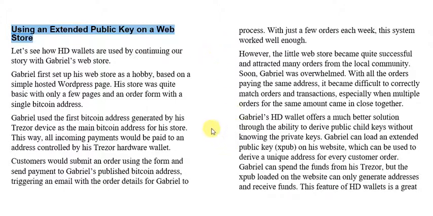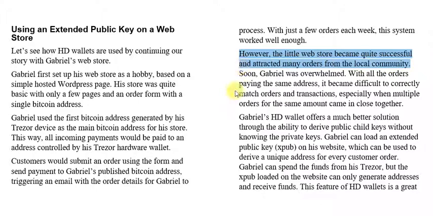Customers would submit an order using the form and send payment to Gabriel's published Bitcoin address, triggering an email with the order details for Gabriel to process. With just a few orders each week, this system worked well enough. However, the little web store became quite successful and attracted many orders from the local community.